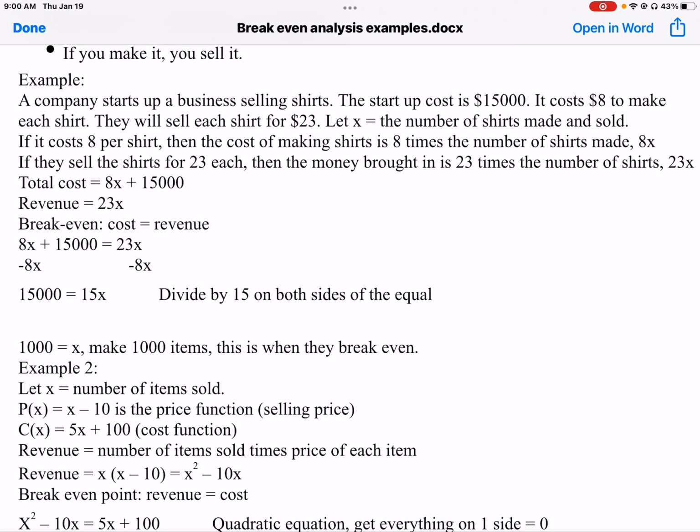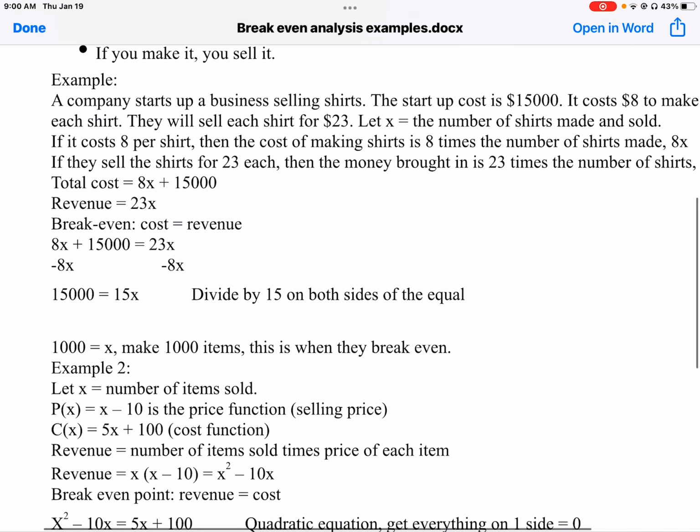To solve for X, we subtract 8X on both sides. Divide both sides by 15. And we get 1,000 equals X. So we make 1,000 items, and this is when they break even. So that is called our break-even point.